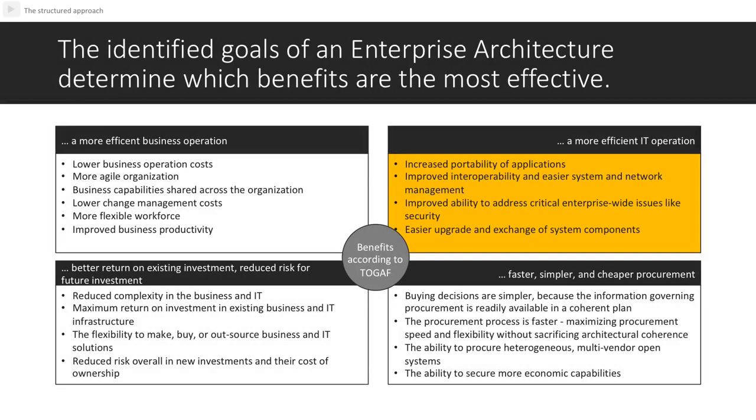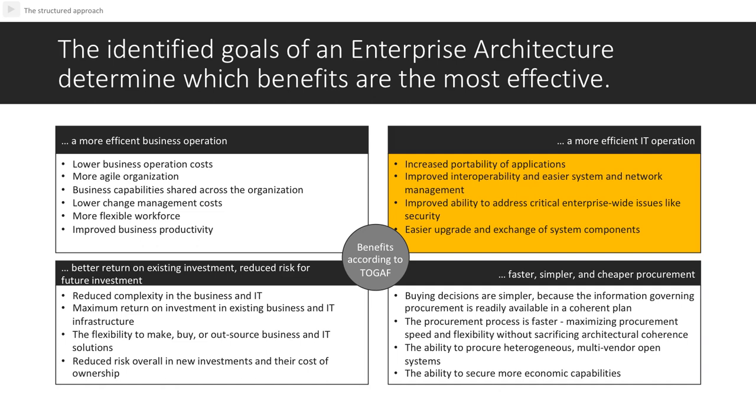In its paragraph on a more efficient IT operation, TOGAF references the added value of enterprise architecture regarding IT processes. The following benefits are discussed: increased portability of applications, improved interoperability and easier system and network management, improved ability to address critical enterprise-wide issues like security, and easier upgrade and exchange of system components.